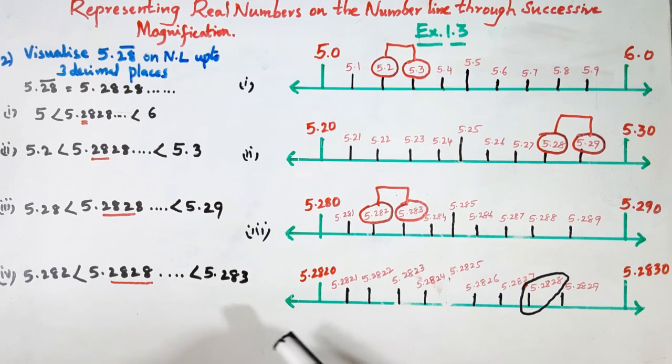Okay, so this is about representing the real numbers on the number line through successive magnifications.